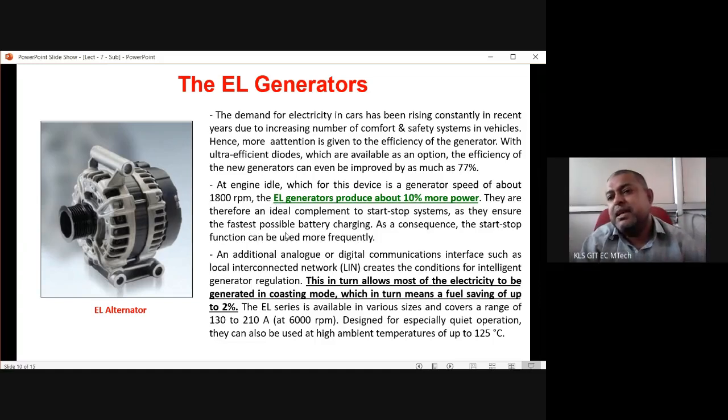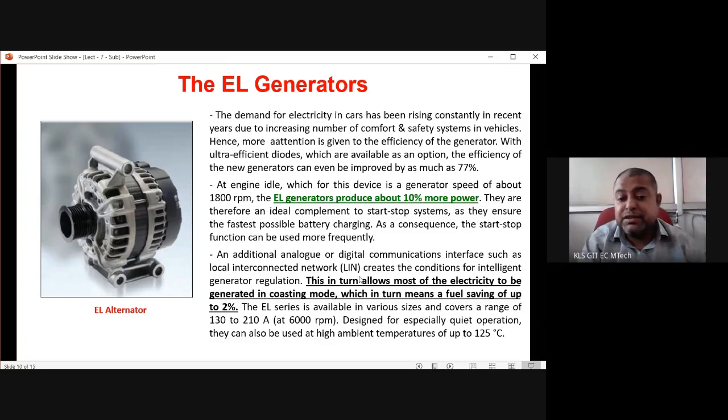So start stop means cutting off the field or again joining the magnetic field like this. So this in turn allows most of the electricity to be generated in the coasting mode, which in turn means a fuel saving up to 2%. So this EL generator is actually doing the fuel saving almost up to 2%.